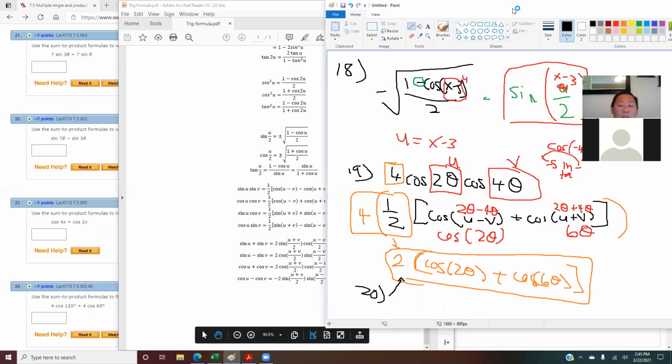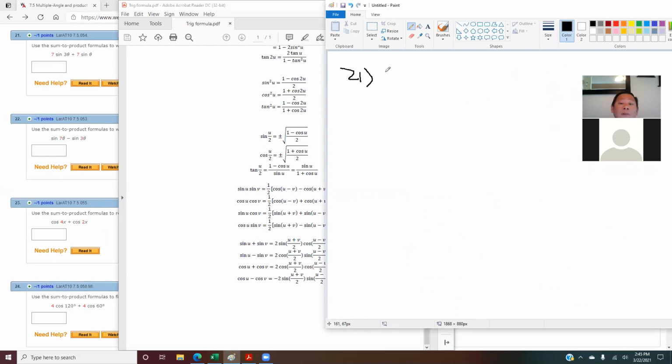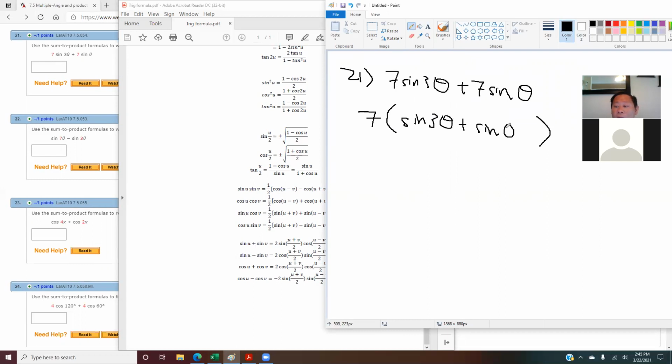So what you do here, for example question number 21, you will see 7 sine 3 theta plus 7 sine theta. The first thing we do here is, if you look carefully at the formula, your sines all have 1 in front. This one has a 7 in front. So you factor it out. Then you will get sine 3 theta plus sine theta. So Anika, can you tell me which one should we pick? Is that the first one, the second one, the third one, or the fourth one? The first one.